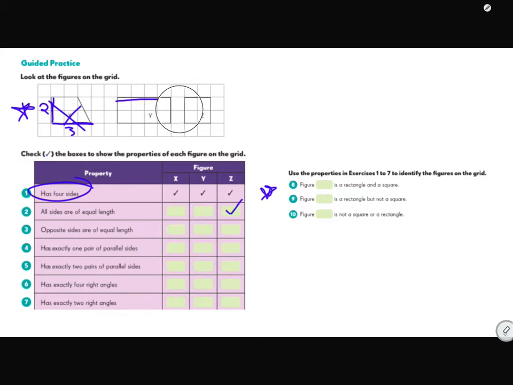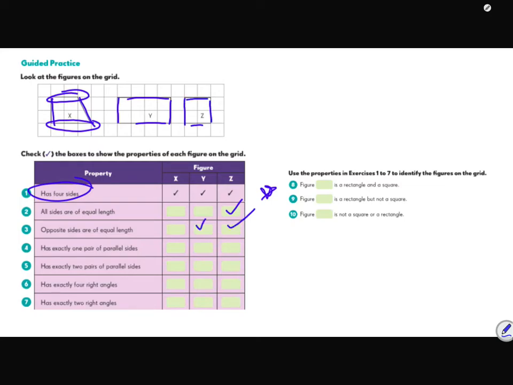The next one says opposite sides are of equal length. So let's see. Is this side the same as this side? Possibly if you tilt it this way, but I definitely see that this and this are not the same, so X is not. Y, yeah, this one's 2, this one's 2, this one's 4, that one's 4, so Y gets a check. Same with Z, 2, 2, 2, 2.